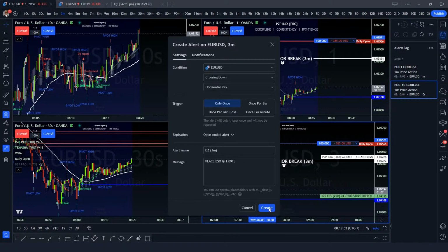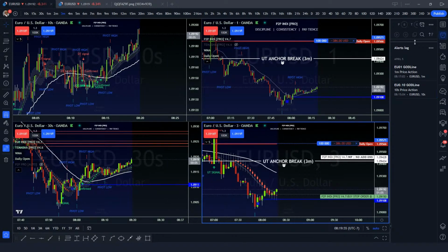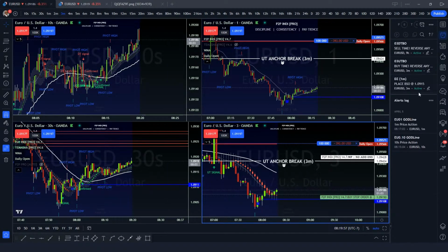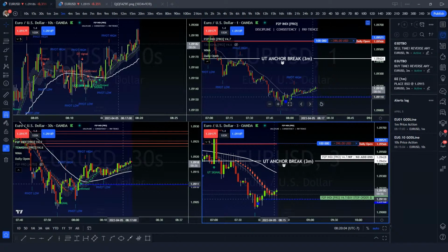All right. And then we're going to go ahead and create that. And then let's see if that popped up in here. Yep. There it is. Demand zone on the 3 minute chart. So we're just going to wait for that to come down.